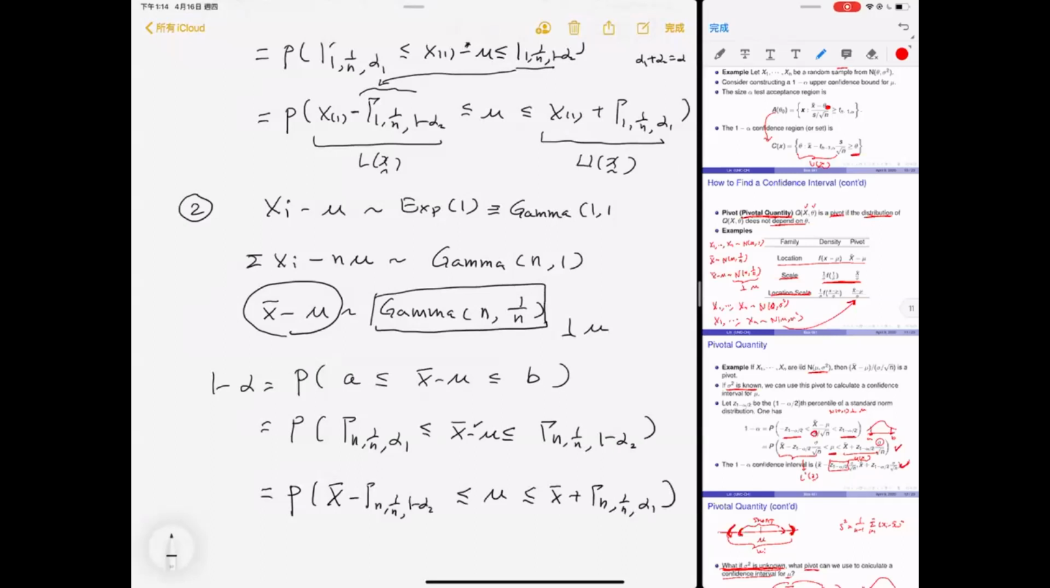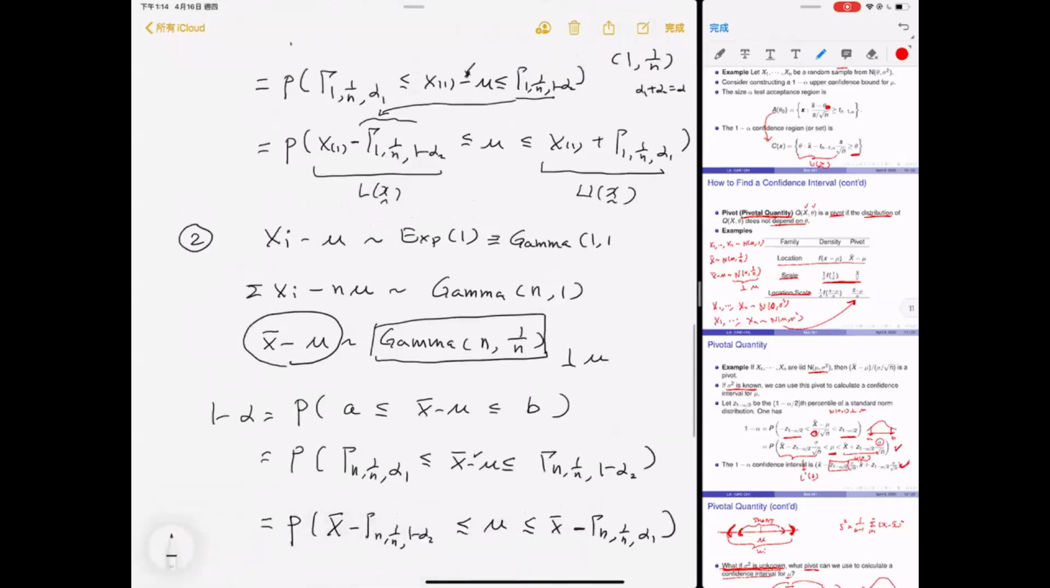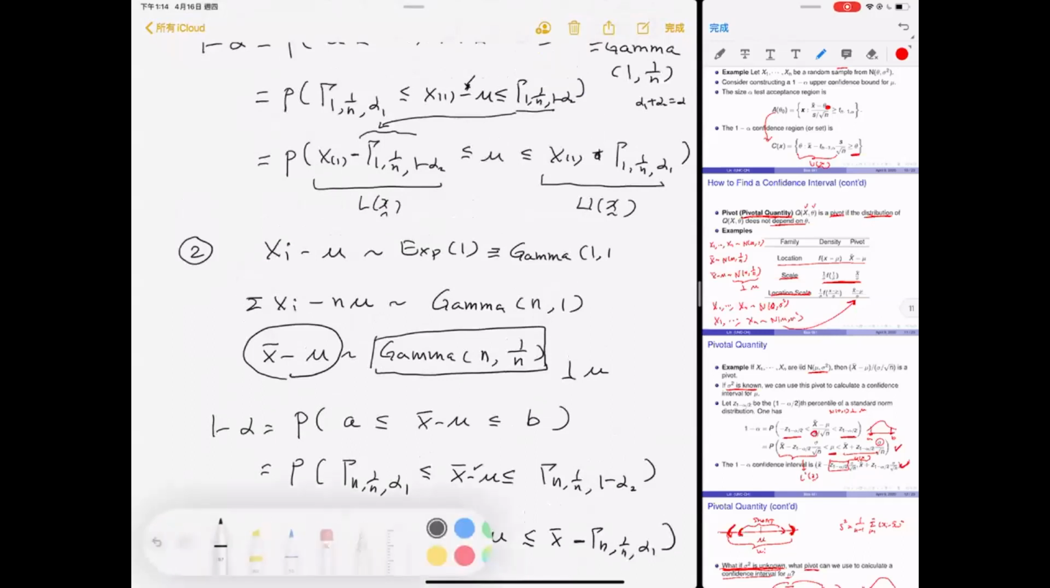Still minus, right? I think both are minus. Let me think. Both are minus. X bar minus plus. Yeah, so both are minus actually. So that means this guy right here is minus as well. Because both are positive, then times minus 1. Minus as well. Okay.